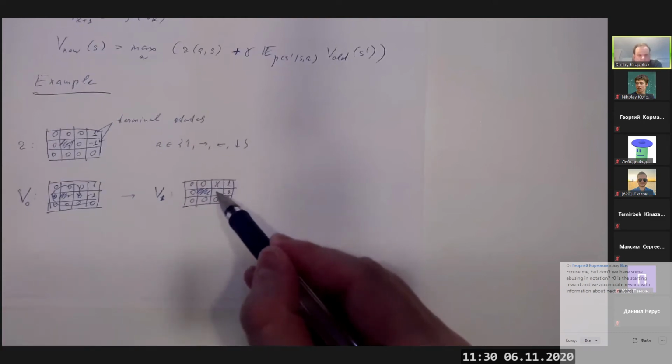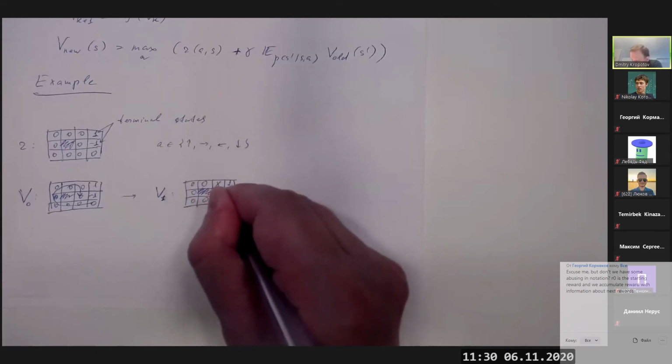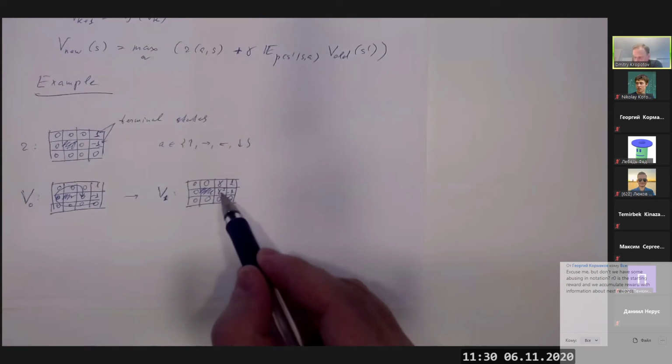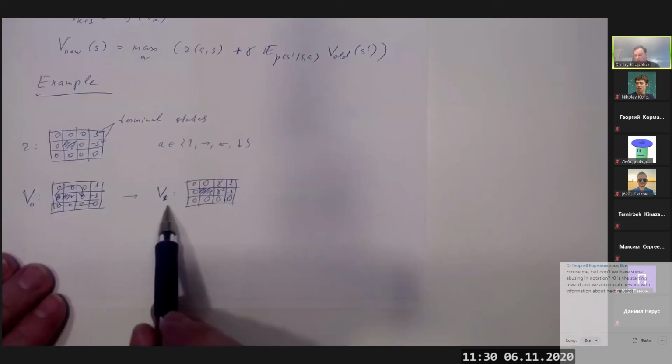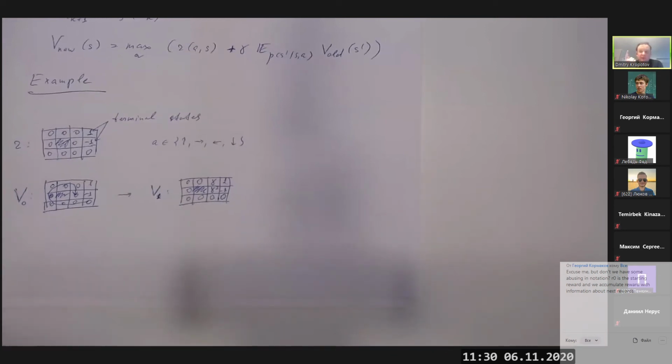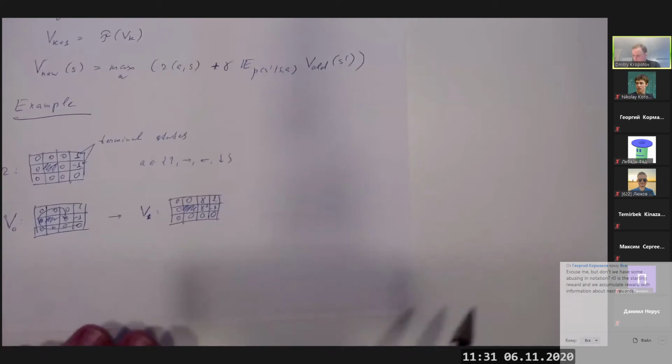And then if we go here and again take a max, the optimal thing would be gamma squared, because if we are standing here and go upwards, we get 0 plus gamma multiplied by what is stated here, gamma. So this is gamma squared. This is our v1 function after the first iteration, after the first cycle of all possible states in our value iteration algorithm.